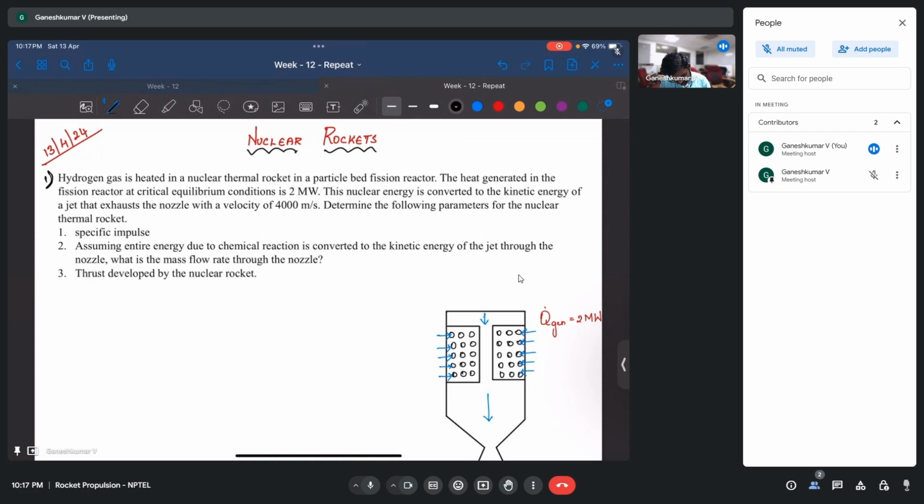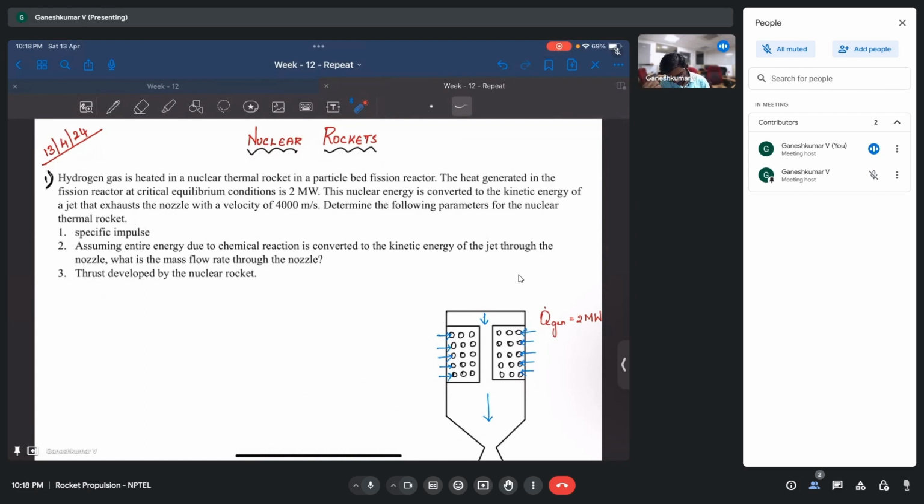So the topic of today's presentation is nuclear rockets. We are going to solve two questions in nuclear rockets. Both are basically nuclear thermal rockets. One is fairly easy, one is a little bit involved. You need to understand certain physical concepts.